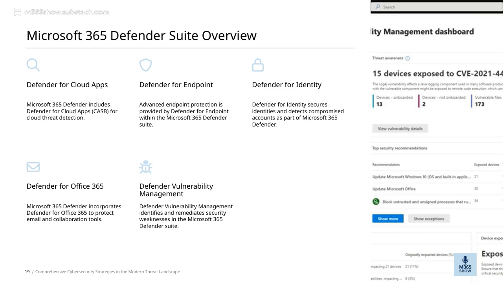For endpoint security, Defender for Endpoint provides advanced protection. It secures devices against malware and other threats, ensuring that our endpoints remain safe and operational. Finally, Defender for Cloud Apps, also known as CASB, gives us visibility into our cloud app usage and helps detect threats in our cloud environment. It's a vital part of managing the security of our cloud infrastructure. Together, these tools within the Microsoft 365 Defender suite form a comprehensive, layered defense strategy that aligns with our overall goal: to stay protected in today's complex threat landscape.